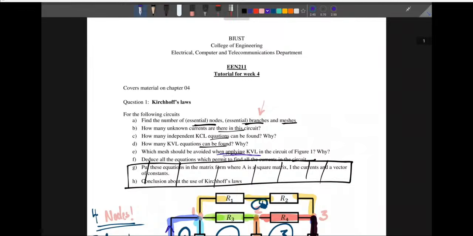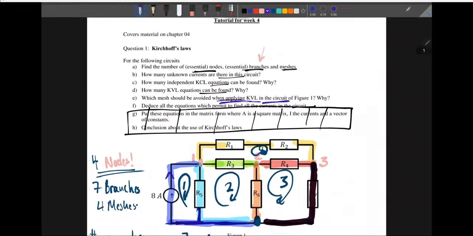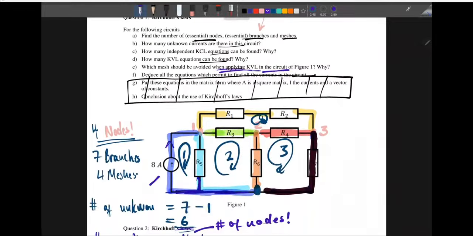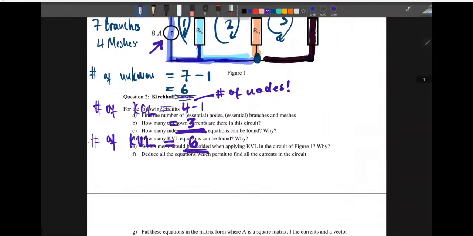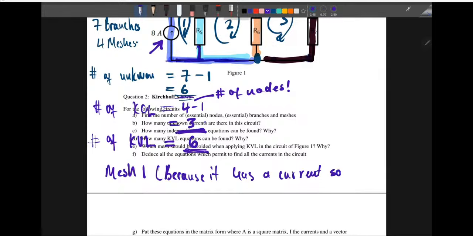Here they are now saying which mesh should be avoided when applying KVL. You always avoid the mesh with the current source. So mesh 1. Why? Because it has a current source. It's very hard to know the voltage of that. So we always ignore any mesh with a current source. We always ignore it. Okay?